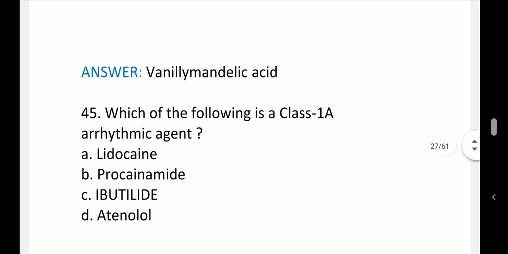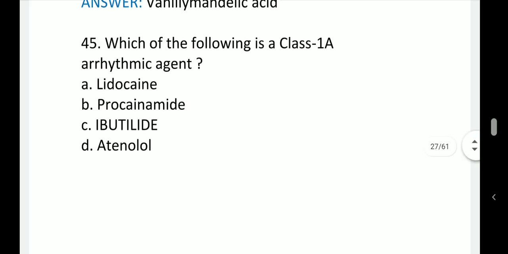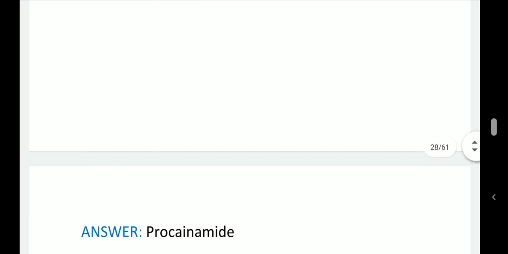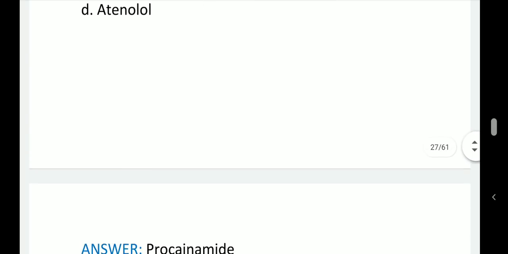Question number 45. Which of the following is a class 1A antiarrhythmic agent? Option A, lidocaine. Option B, procainamide. Option C, ibutilide. Option D, atenolol. Answer is procainamide. That is option B is the correct answer.